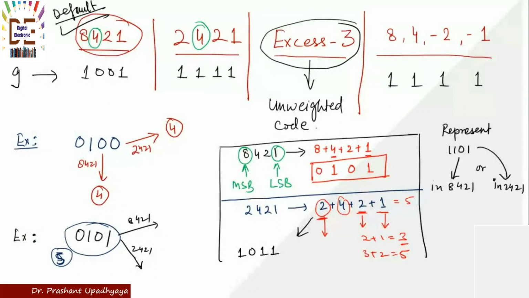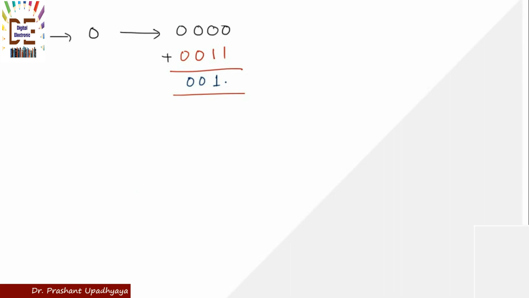So for example, if I talk about 0000, if I have to represent this 0, how can I have 0? I can have a 0 like this, but in excess 3 code I have to add 3. So my answer will be 0011. So this will be your representation of 0 in excess 3.